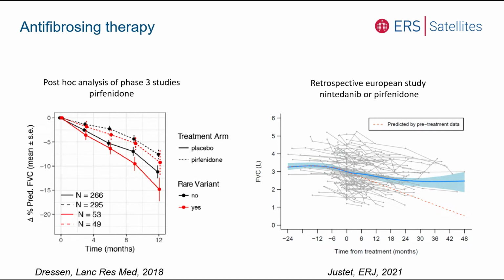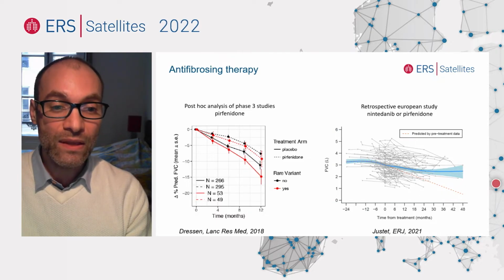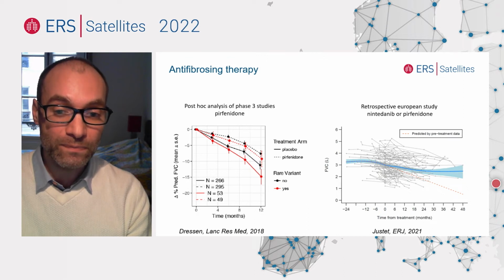In this post-hoc analysis of the phase 3 study, the analysis evidenced a rare TRG variant in about 100 patients. And in red, the patients with a rare TRG variant had an increased decline of FVC. But the patients in the dotted line have a reduced decline of FVC compared to the patients in the placebo group. So in this phase 3 study, pirfenidone was safe, and it was associated with a better outcome.